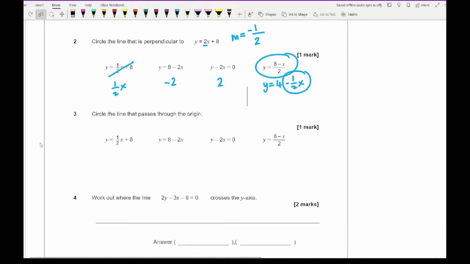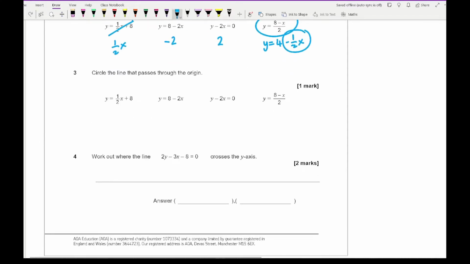For question 3, it says circle the line that passes through the origin. When it passes through the origin, when x equals 0, y needs to equal 0. So if I make x equal 0 in this first example, I end up with plus 8. That's not the option I'm looking for. When x equals 0, I get y equals 8 again, so that's not the option. When x equals 0, I get y minus 0 equals 0. So that's the option I'm looking for.